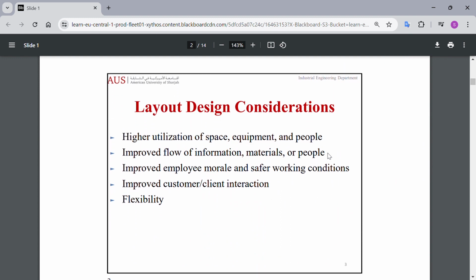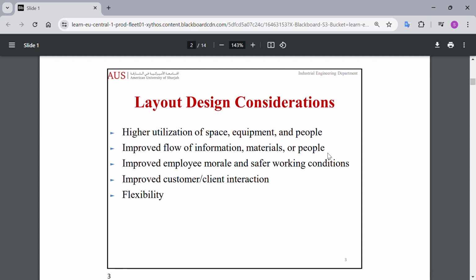And so, layout design considerations are volatile, they change, so they are higher utilization of space, equipment, and people. And also, we need to make sure we have improved flow of information, materials, or people, and improved employee morale and safer working conditions. And also, customer and client interaction. We need to make sure we have that interaction and also flexibility. So that's the layout design consideration, things we need to consider.